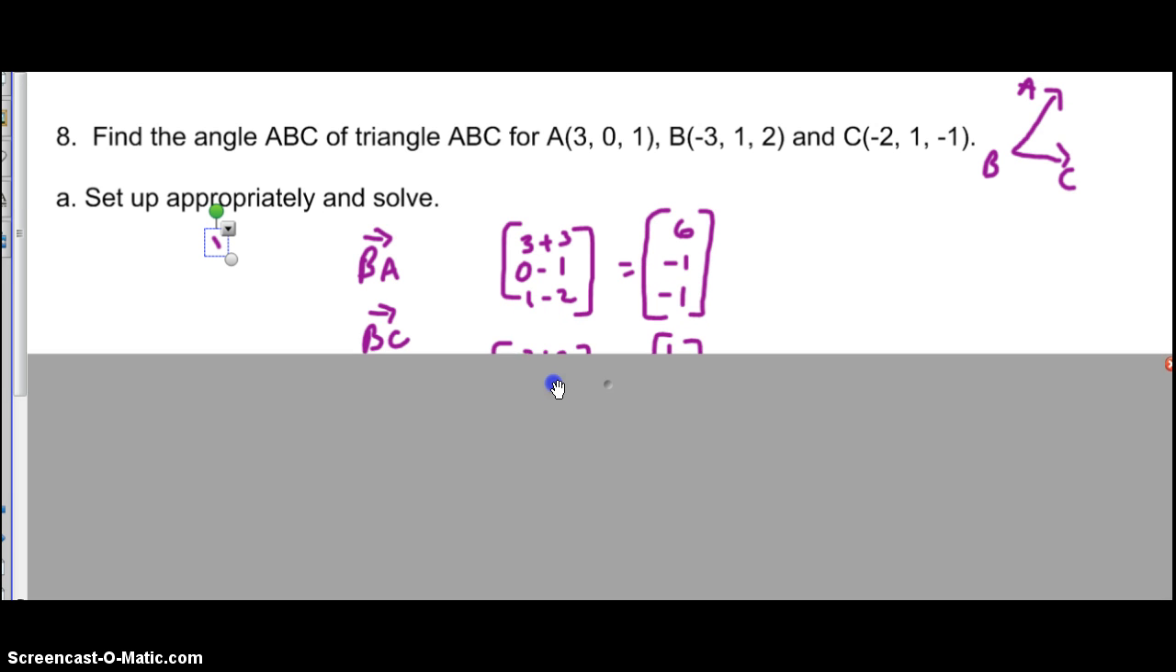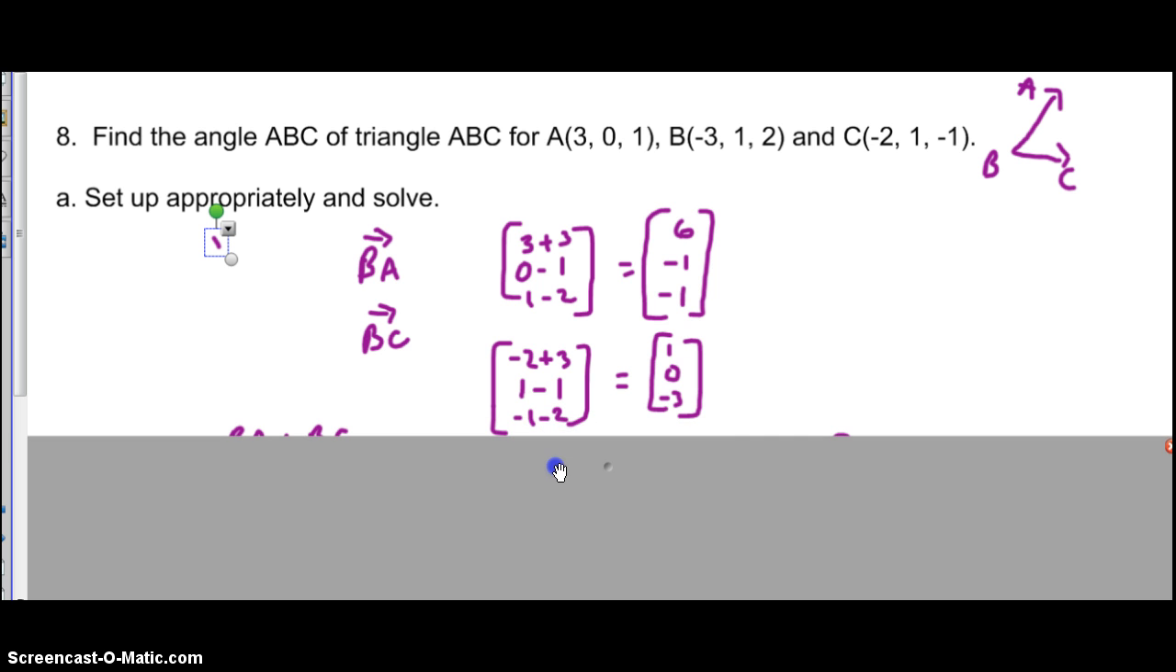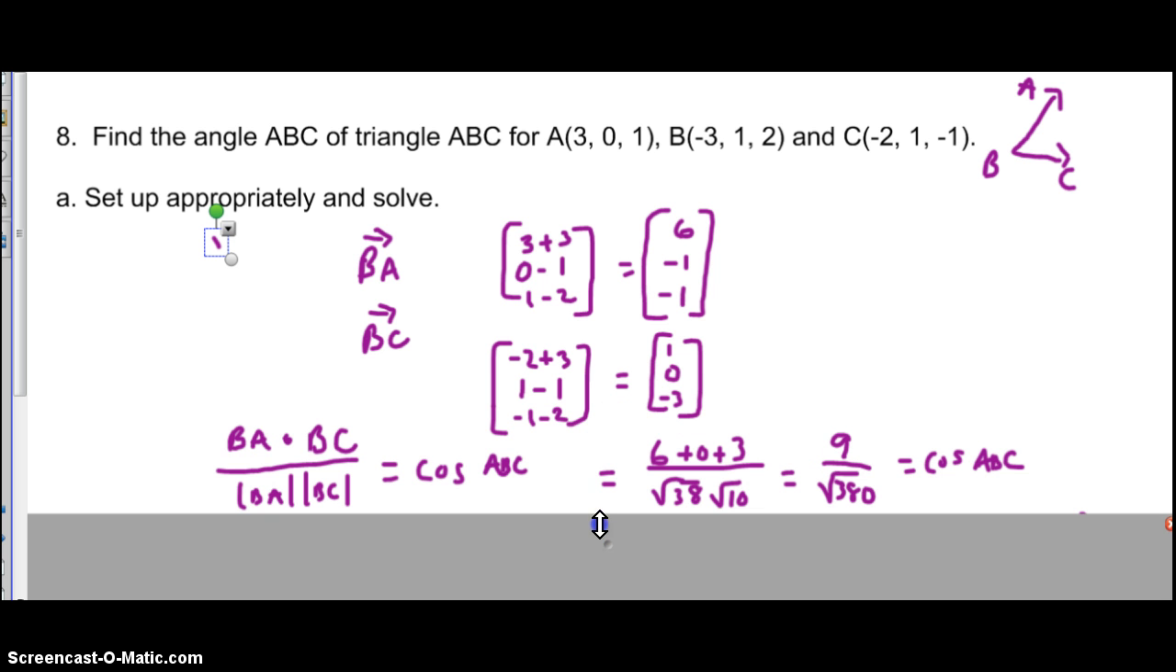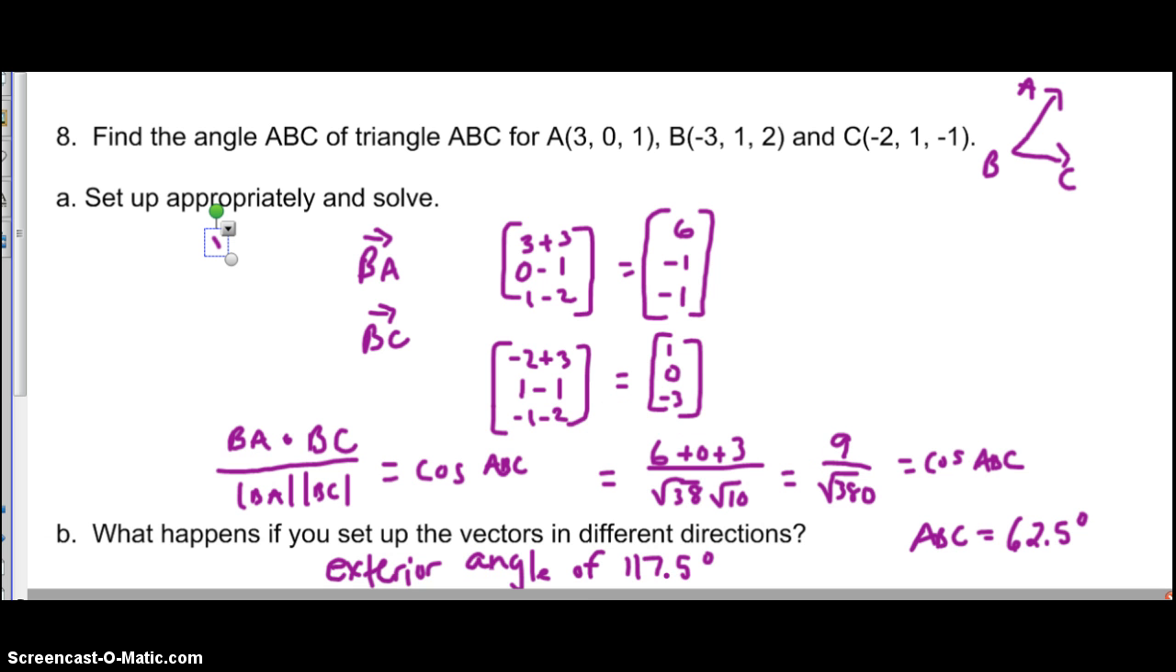Okay, so if you found BA and BC to equal these vectors, you're on the right track. And then you should plug into your formula. You find your dot product of BA and BC and divide by the magnitude of BA and BC, and that would result in 9 over the square root of 380, and then if you take the inverse cosine, you get 62.5 degrees.